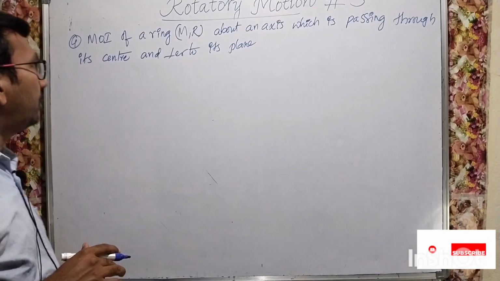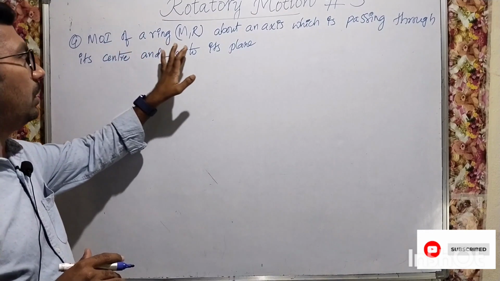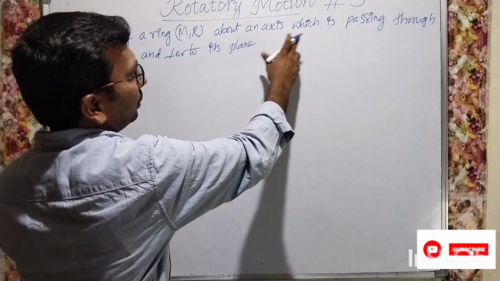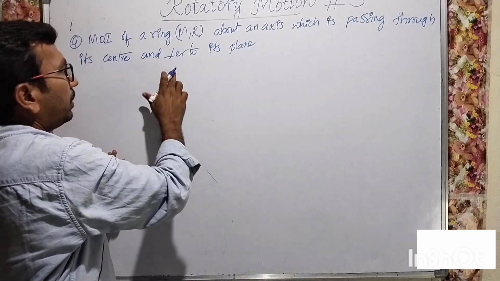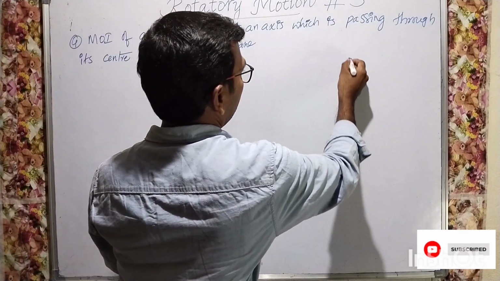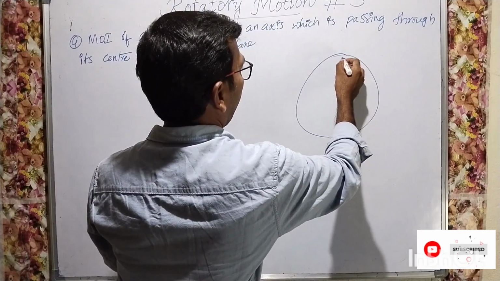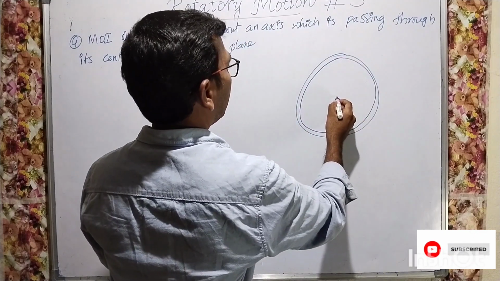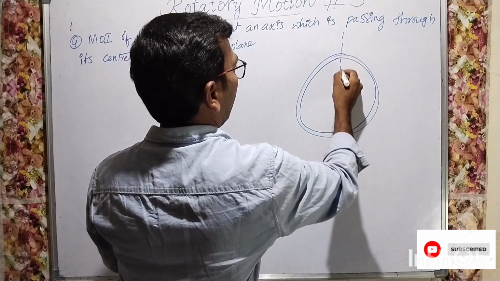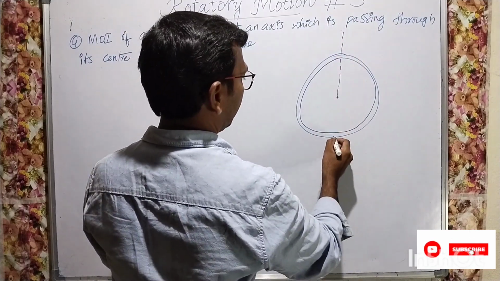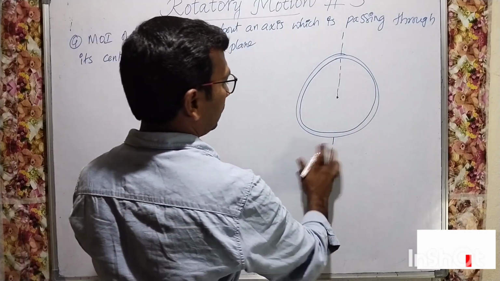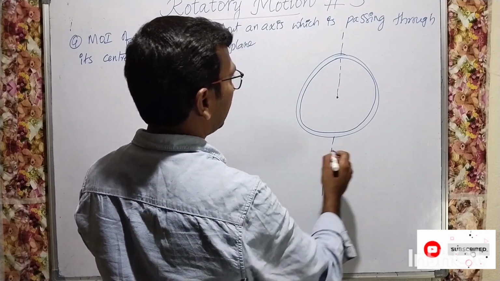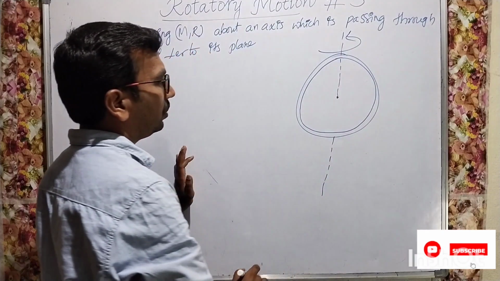So next you can find the MOI of a ring of mass m and radius r about an axis which is passing through its center and perpendicular to its plane. Suppose you consider the ring, so that the axis passes perpendicular to its plane. So this is the axis. This axis passes through the center and perpendicular to its plane, this is the axis of rotation.